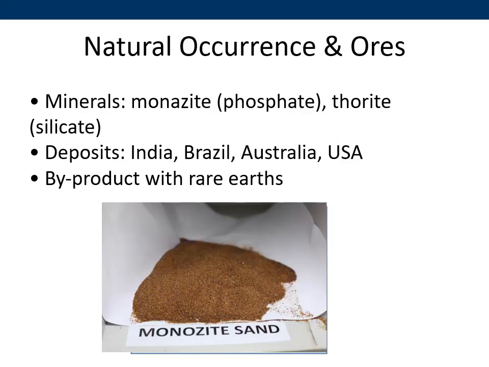Monazite sands are a key source of thorium, as they contain minor but significant quantities of thorium oxide. These deposits are found in India, Brazil, Australia, and parts of the United States. Since thorium is usually mixed in with other rare earth elements, it's often collected as a byproduct rather than the primary goal.